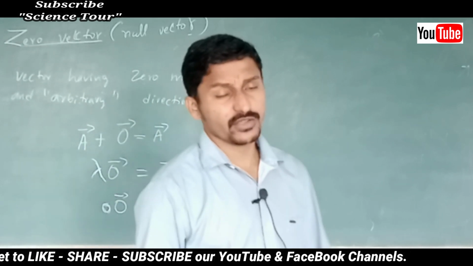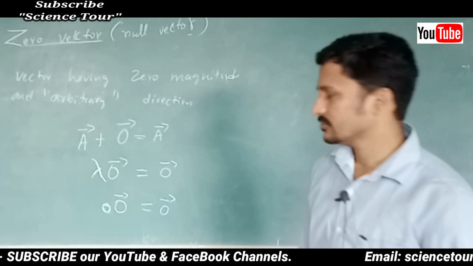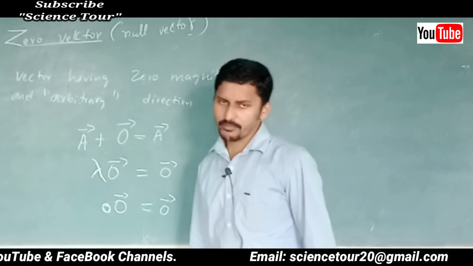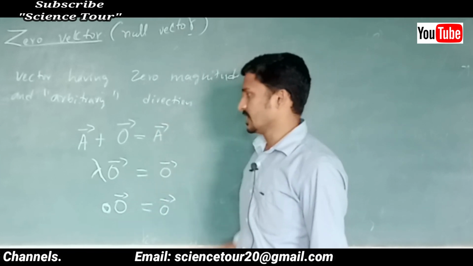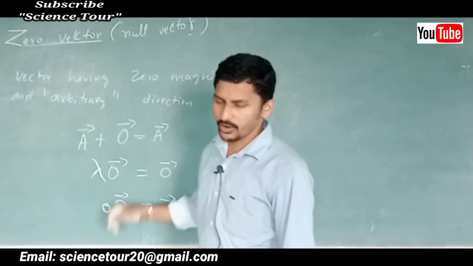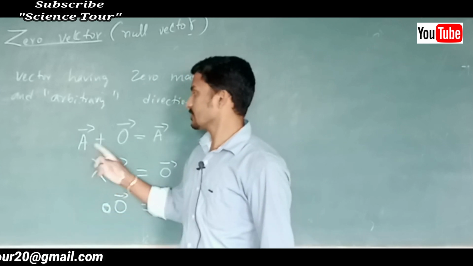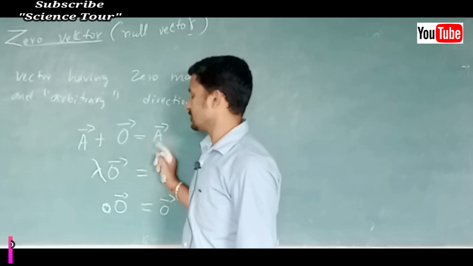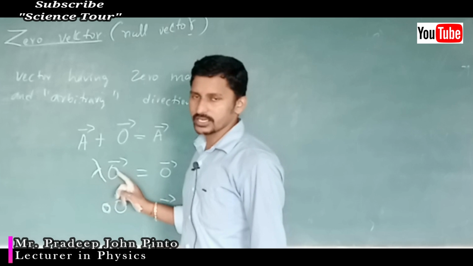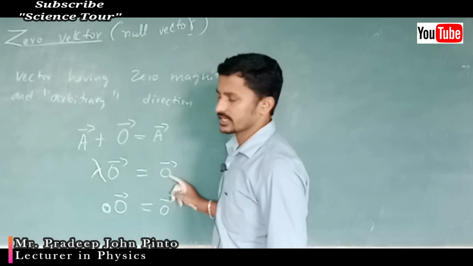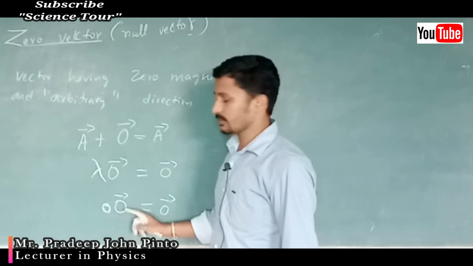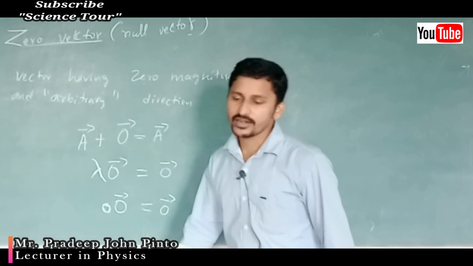It is very very very very important for your exams. They will ask you the properties. You have to write three things in equation form. Any vector added to the null vector gives the same vector. Any scalar multiplied with the null vector gives the null vector. Zero multiplied with the null vector gives the null vector.